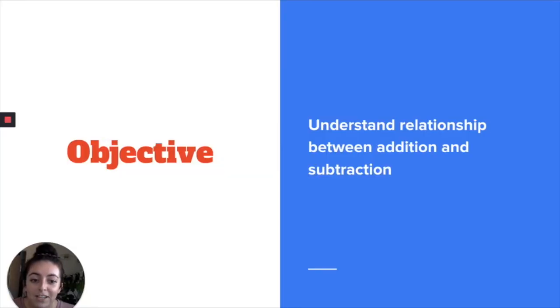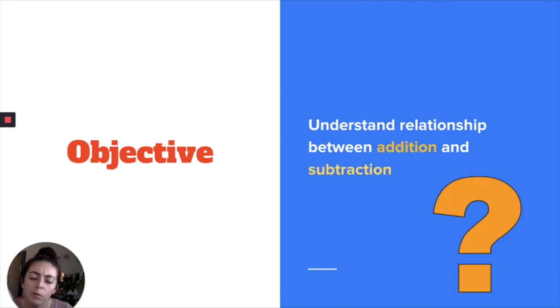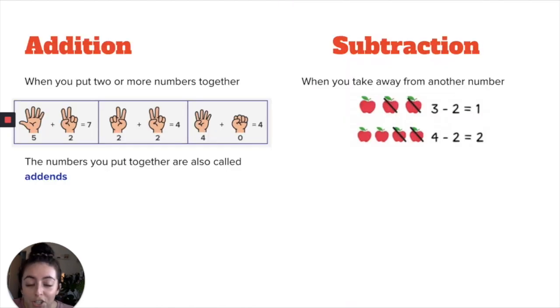The objective today is to understand the relationship between addition and subtraction. Now, you may be wondering, what are addition and subtraction? Well, that's a good question. Addition is when you put two or more numbers together. So for example, if you have 5 fingers and 2 more, you make 7 altogether. The next problem is if you have 2 fingers and 2 more, if you put them together, you have 4. The numbers you put together are also called addends, and we'll talk more about those in a second.